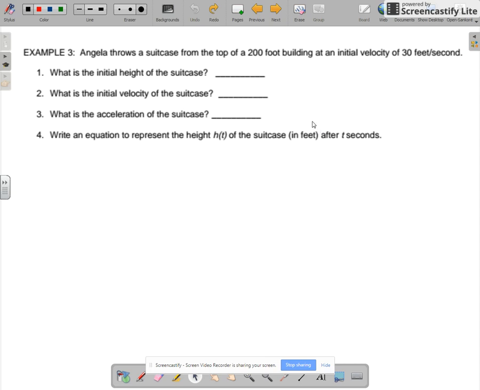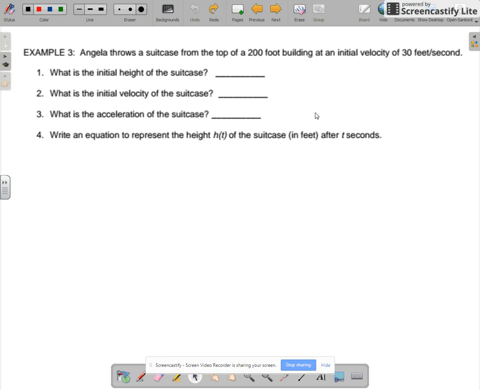And here is your note guide video for example number 3 from the projectile motion notes. So you should have already completed this one, and we're just going to go through the answers so that we're all on the same page. As always, as you're working through this, if you have questions, please ask.